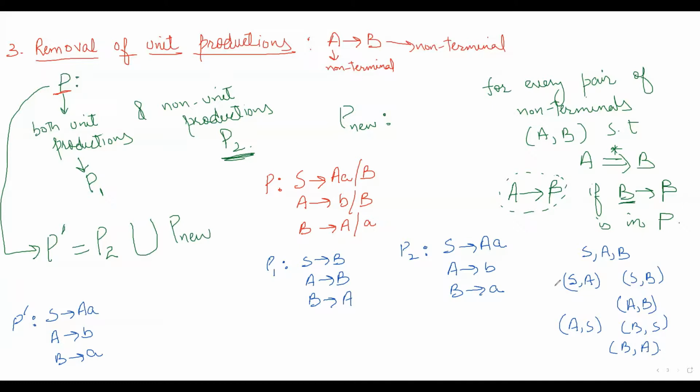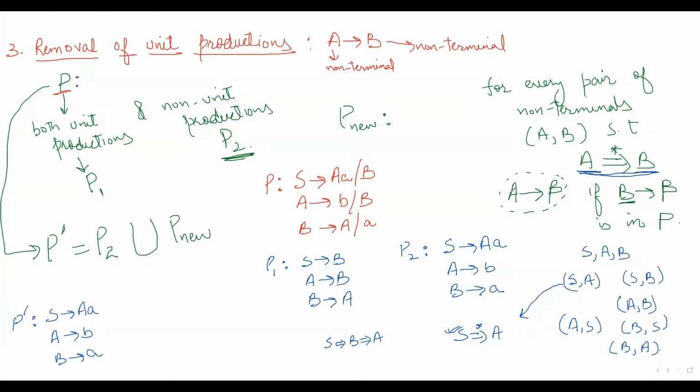Now let's take each pair one by one. Let's take this one. You have to check if this generates this in one or more steps. So is it possible to generate A from S in one or more steps? You can see S generates B, and B generates A. So this is true.